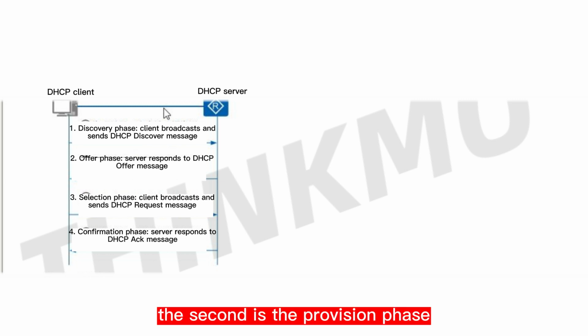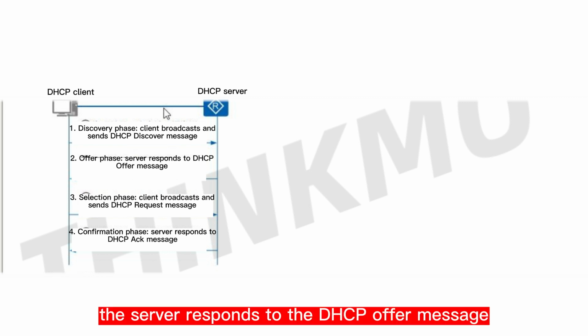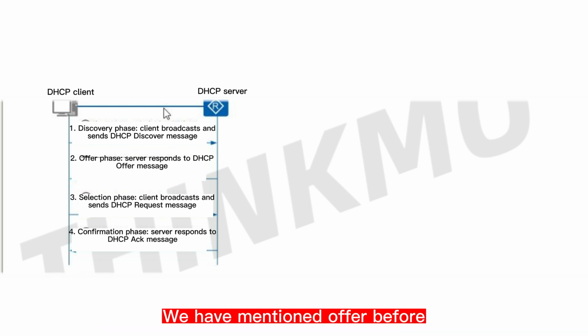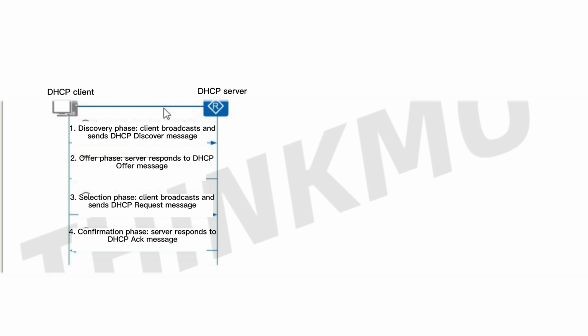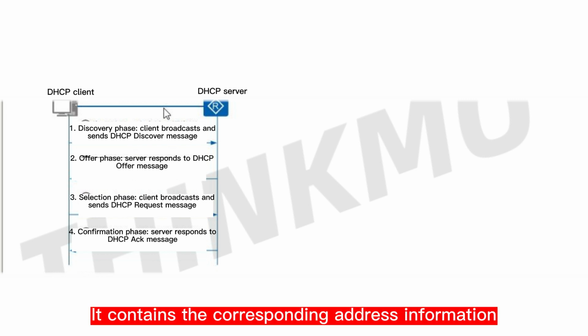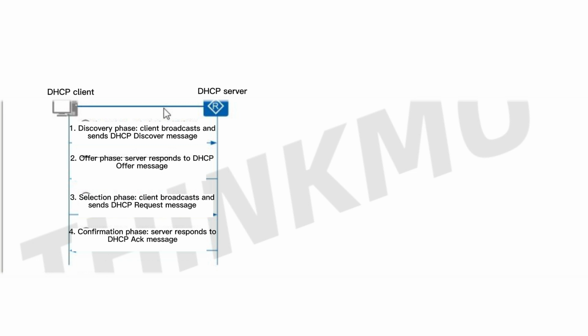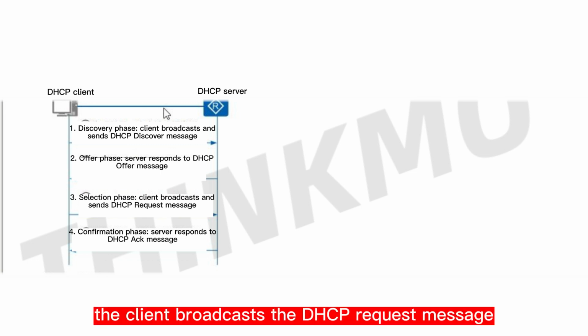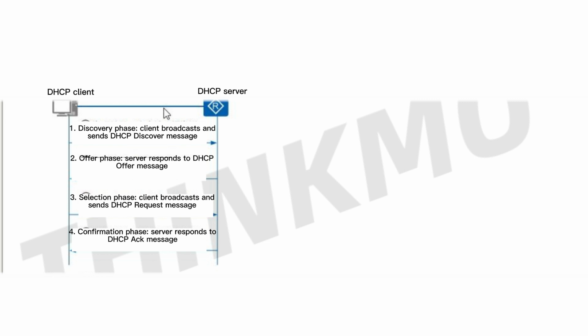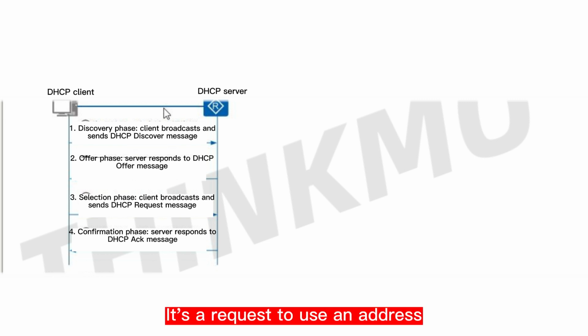The second is the offer phase. The server responds with a DHCP offer message. We have mentioned offer before. It contains the corresponding address information. The third is the selection phase. The client broadcasts the DHCP request message. It's a request to use an address.